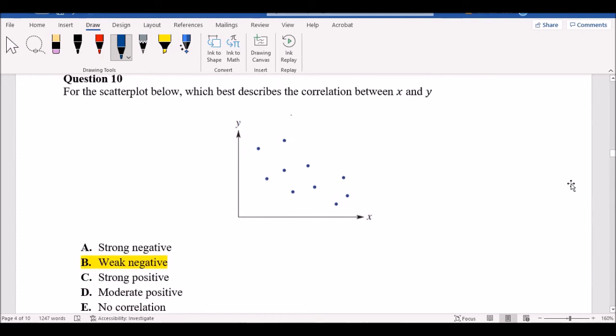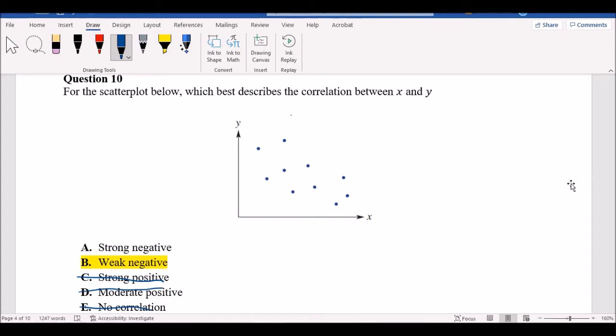The scatter plot below describes the correlation between X and Y. Which one is it? Well, the tricky thing here is some of you may have picked moderate. Or did you all pick weak? Because at the very least, we know it's negative. It's going downwards, so it can't be positive, or it can't be no correlation.